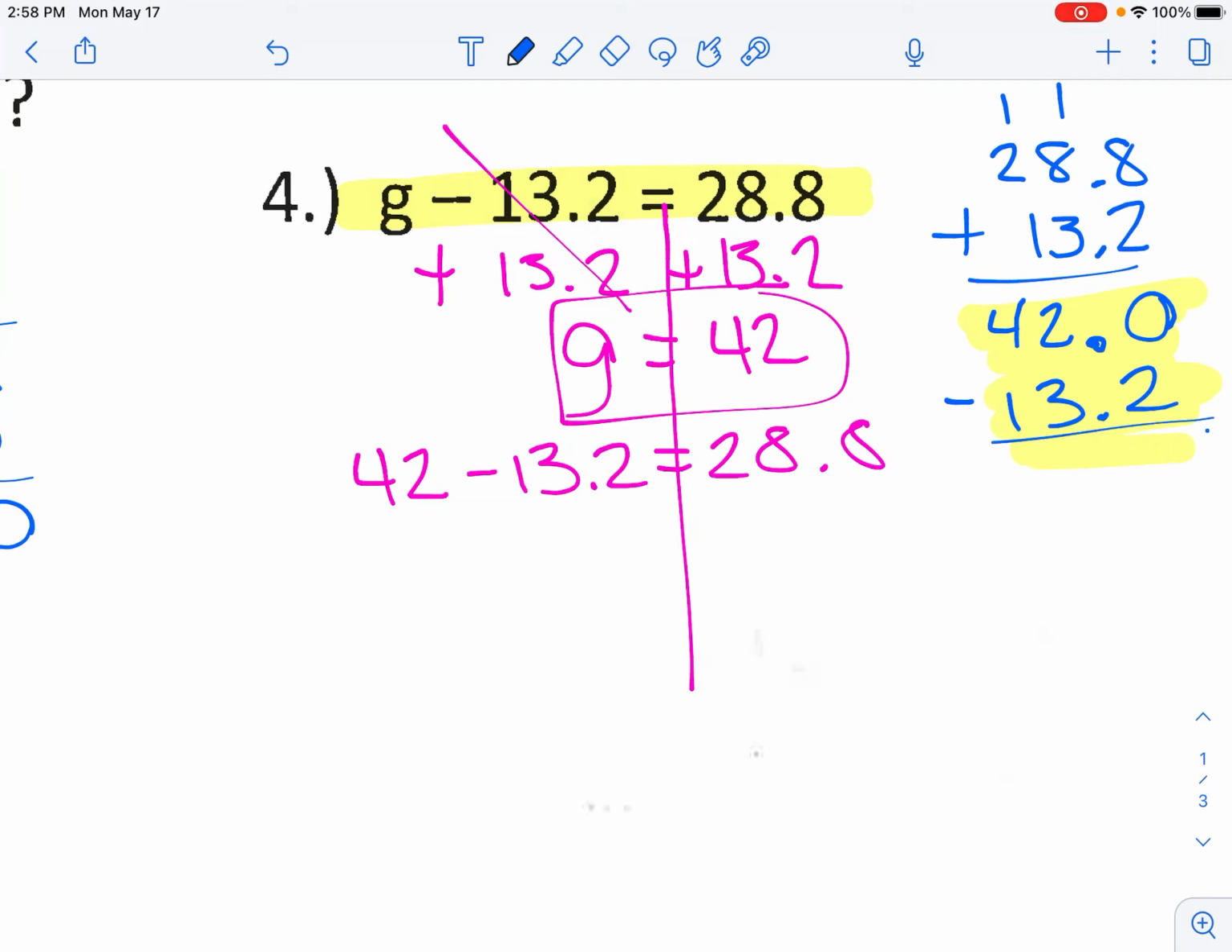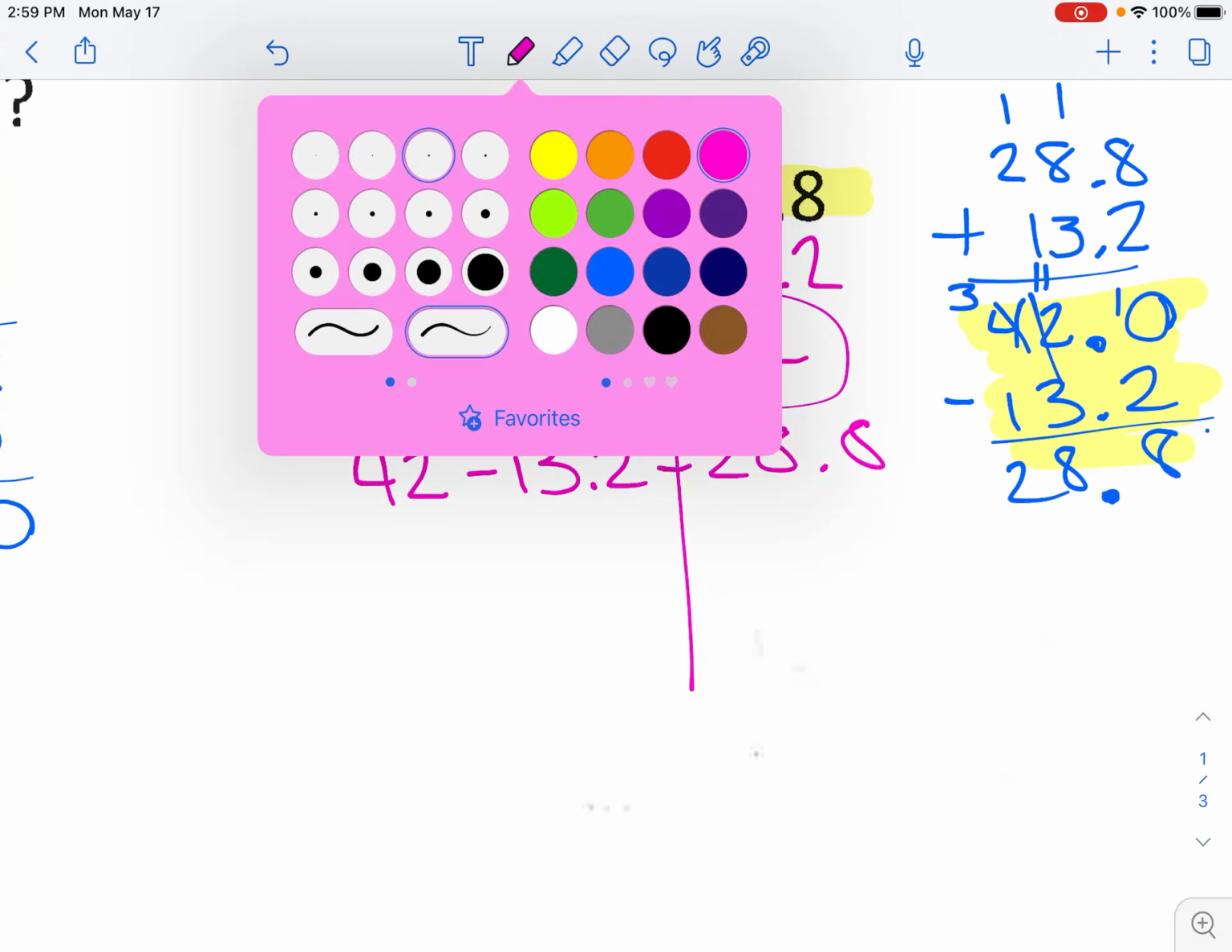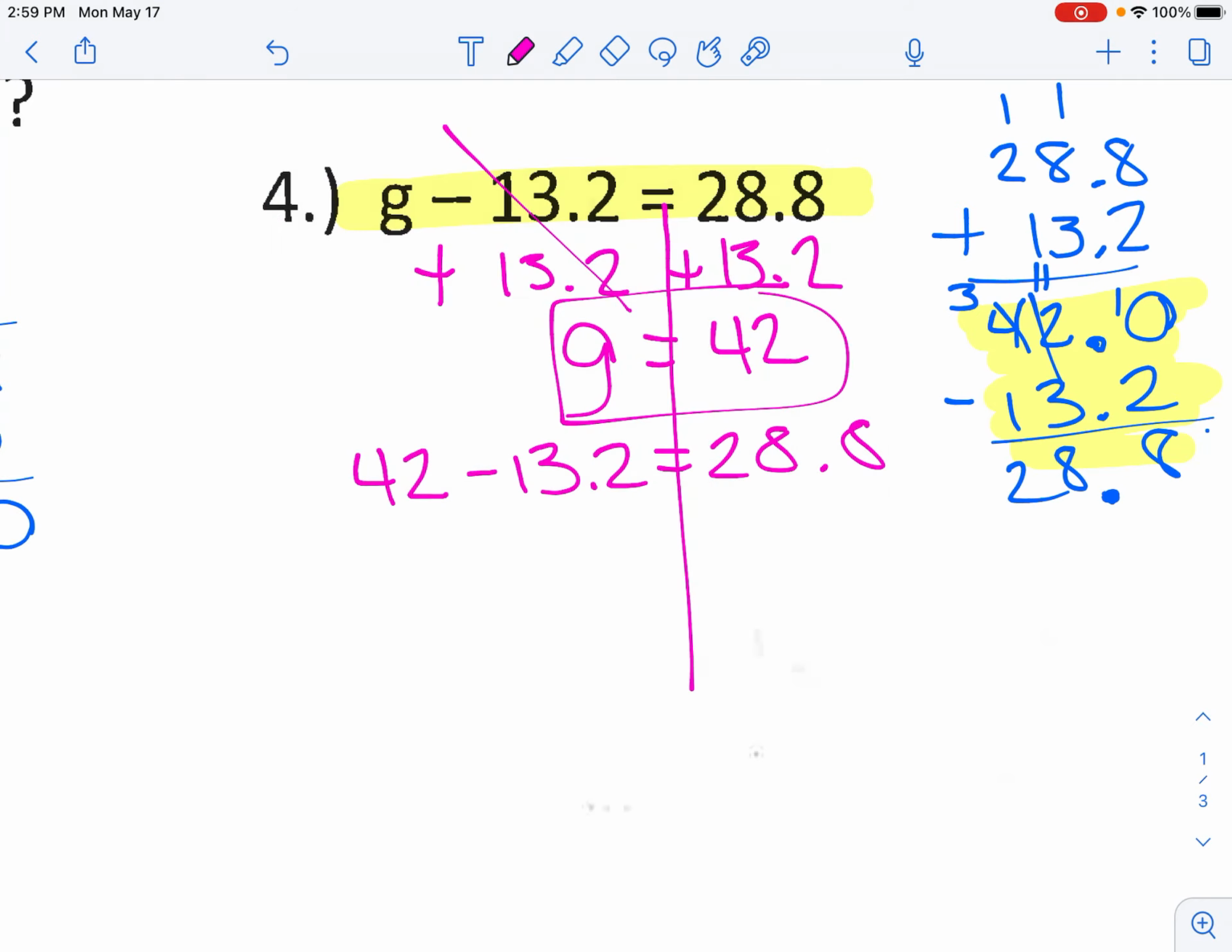When you subtract decimals, you have to line them up. The decimal is going to drop straight down. You're going to borrow from the 2. 10 minus 2 is 8. Borrow from your 4. 11 minus 3 is 8. And 3 minus 1 is 2. Yes, so 42 minus 13 2/10 is 28 8/10, and 28 8/10 equals 28 8/10.